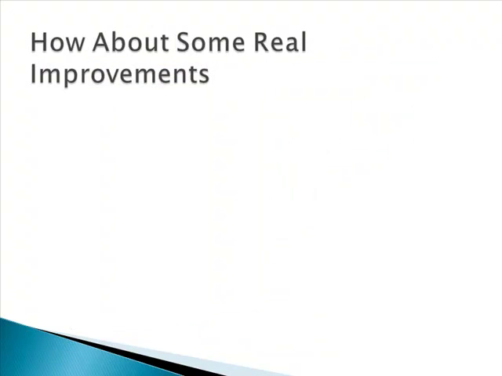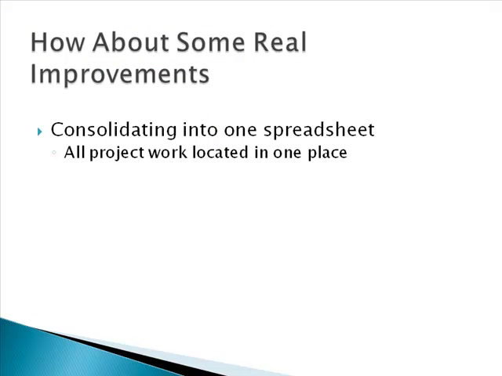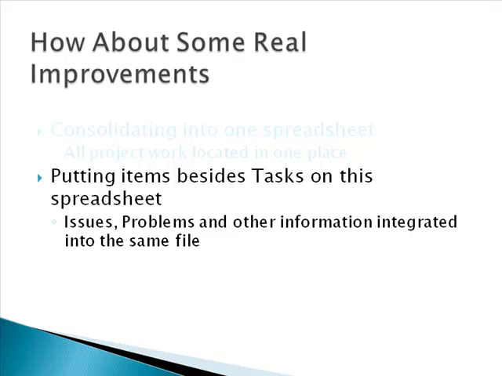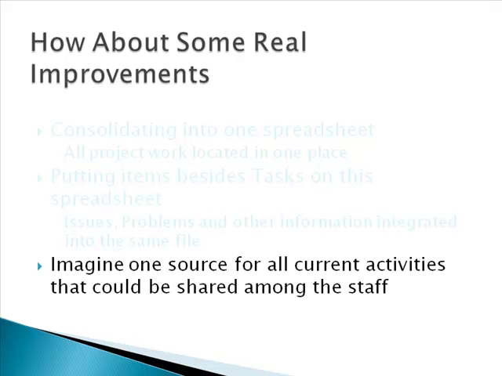Let's see if we can make some real improvements to the spreadsheet. One, would it be possible to consolidate all of our spreadsheets into one spreadsheet? That means all project work would be located in one place. Could we put items besides project tasks on this spreadsheet? Things like issues or problems, all other to-dos, and other information integrated into the same file. If we could, it might be possible to come up with one source for all current activities that could be shared among the staff. One single central location.